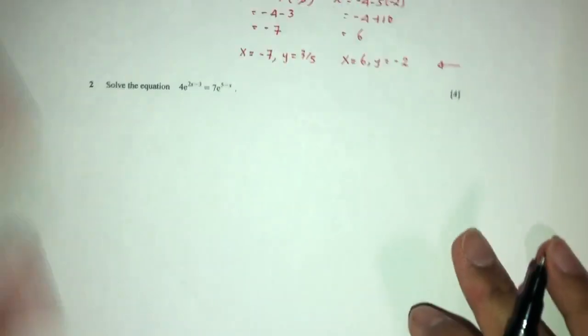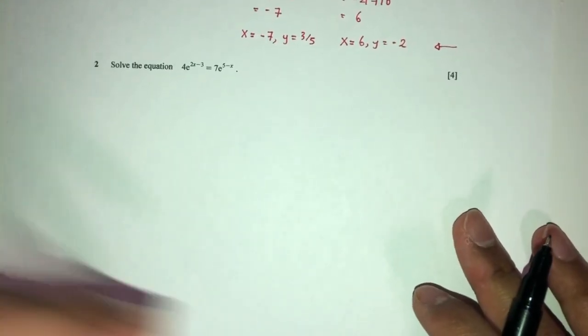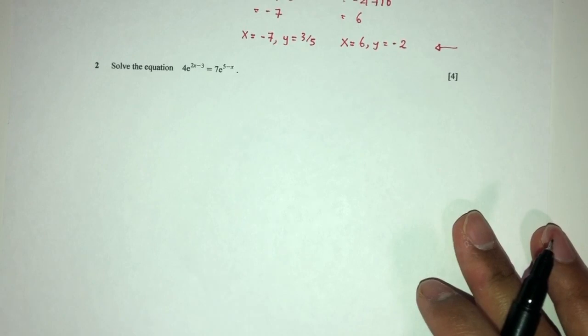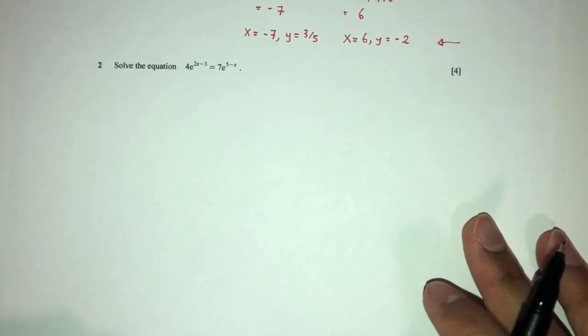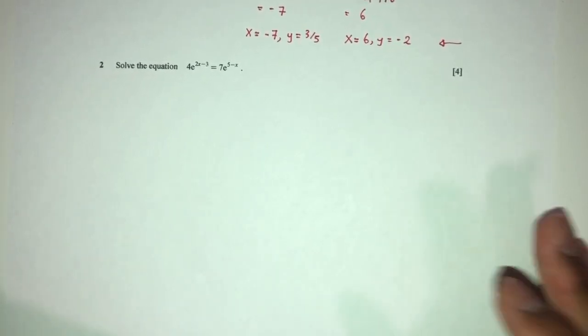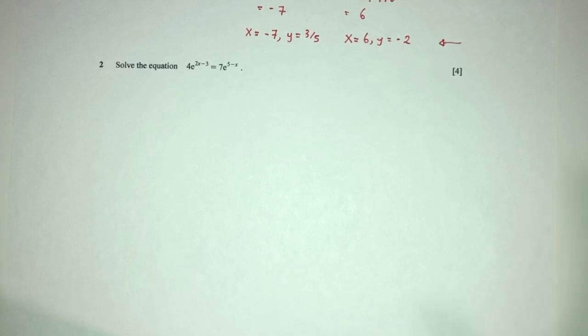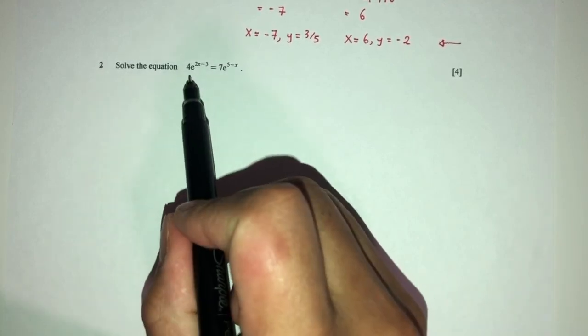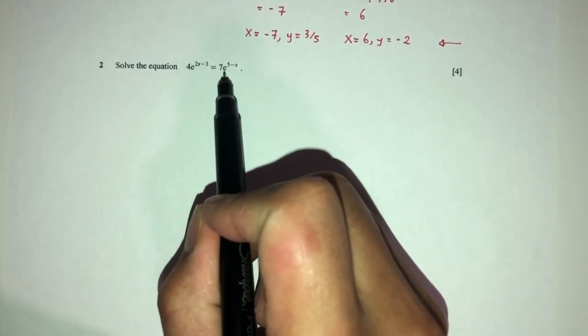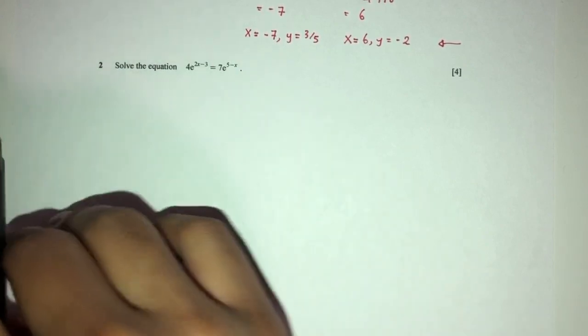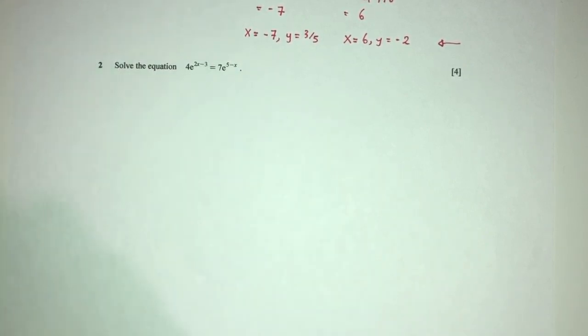Now let's move on to question number 2. That was question number 1. So number 2 now. So here we have to solve this equation. Solving means finding the value of x. How can you find the value of x? So first thing first, let me send all the exponential on one side and all the constants to the other side.